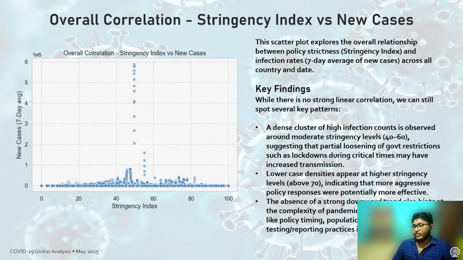As I talked about earlier, the scatter plot for correlation is what I'm using here. This is an overall, global correlation, not for a specific country, and we're using new cases for the y-axis and stringency for the x-axis. This is a very interesting plot because there is no strong linear correlation here, but we can still spot several key patterns. A very dense cluster of high infection counts is observed around moderate stringency levels, which is 40 to 60, right here.